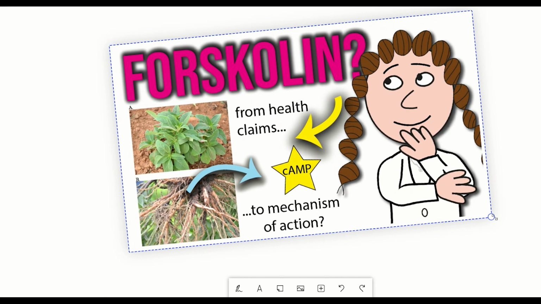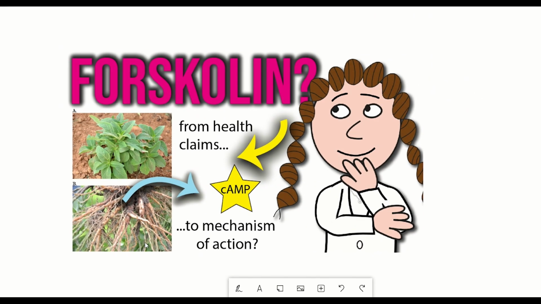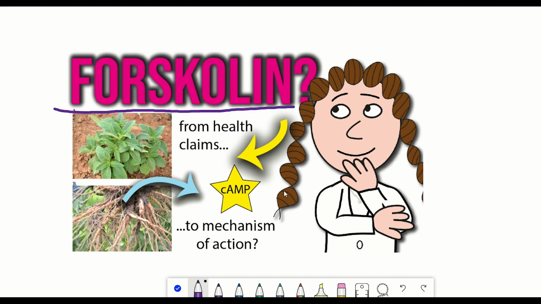Today, we're going to be talking about a molecule called forskolin, how it influences levels of another molecule called cyclic AMP, and investigate how changing these levels may offer protective benefits or not.